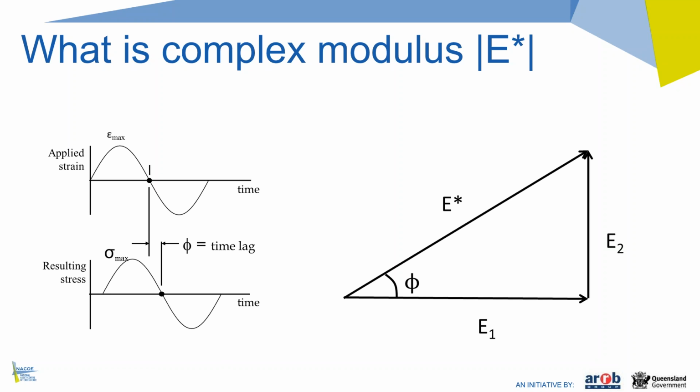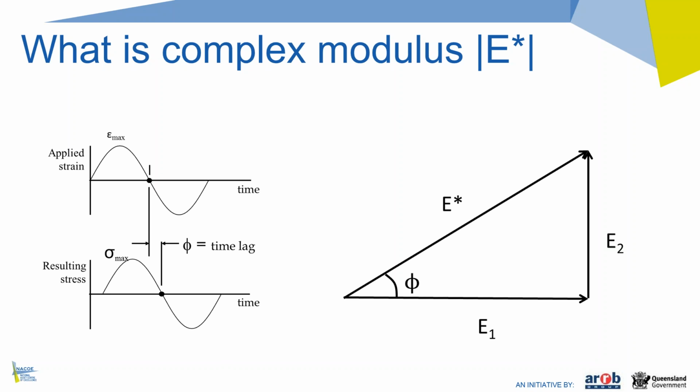So, and this is shown in the graph on the left, if we introduce a displacement load to a specimen, here shown as a strain, then there's a lag between the maximum strain and the maximum stress, and that lag is the phase angle, the time lag. That's caused by the viscous behavior of asphalt. If you have a purely elastic material, then the time lag or the phase angle is 0. If you've got a purely viscous material, then the phase angle is 90 degrees.